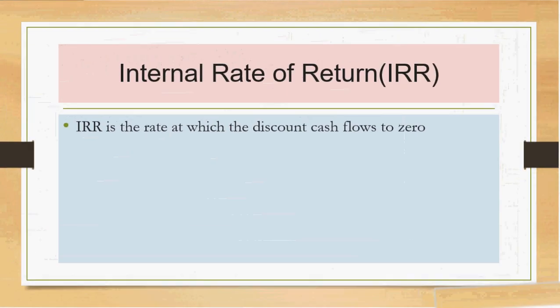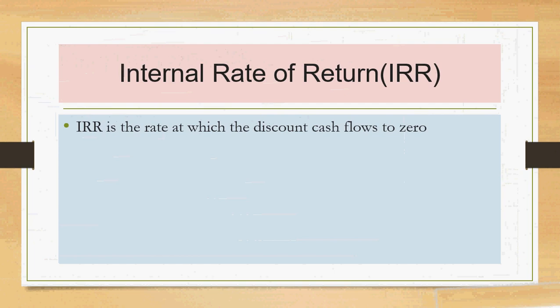Now we go for another method that is called IRR, internal rate of return. Internal rate of return is one of the modern methods of capital budgeting. It is the interest rate at which the net present value of all the cash flows from a project equals 0. A higher IRR is more desirable for selecting the project.